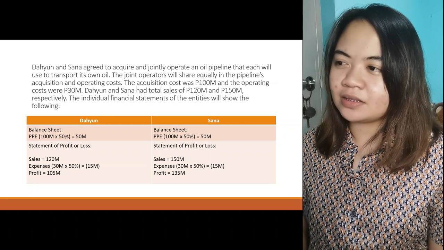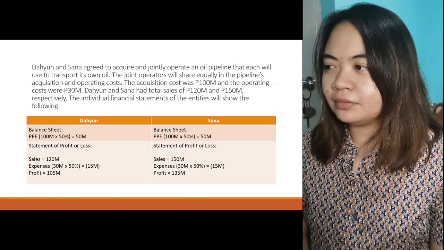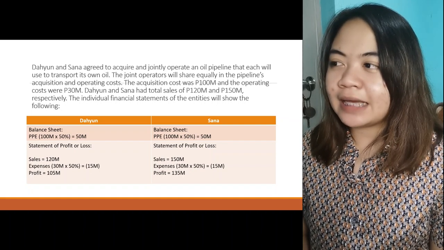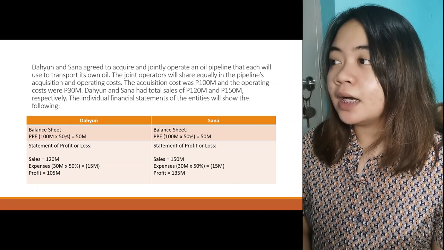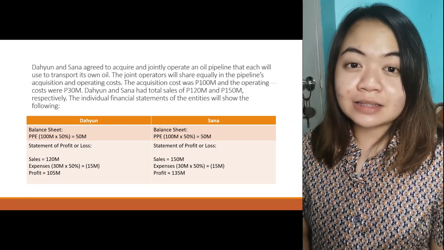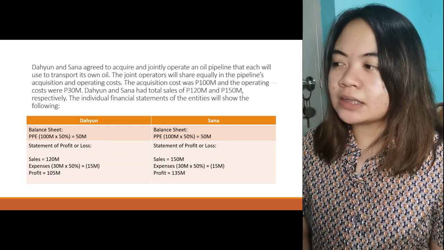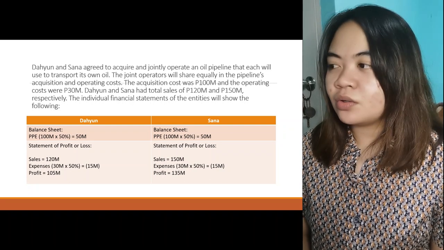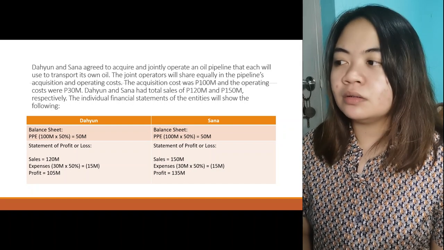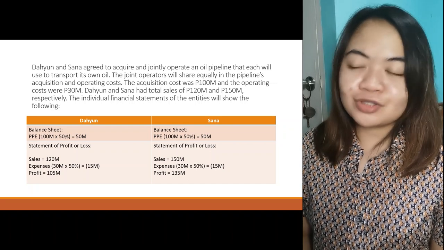The individual financial statement of the entities will show the following. So, ganito magiging itsura. Based on their kasunduan. So, we have Dayon. This falls under joint operation because they will share in the acquisition and operating costs and acquire and jointly operate an oil pipeline that each, so meron silang rights to the assets and obligations to the liabilities. So we have kay Dayon, the balance sheet niya is dahil daw shared, okay? So, yung property, plant, and equipment, ang valuation is kalahati nung total acquisition cost. 100 million times 50% is 50 million nakalagay sa kanya. Kay Sana, it's also 50%, 50 million din.